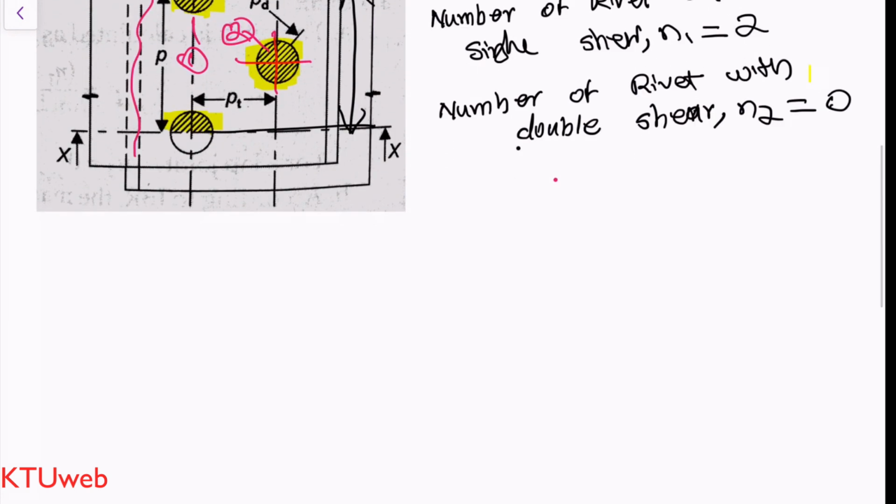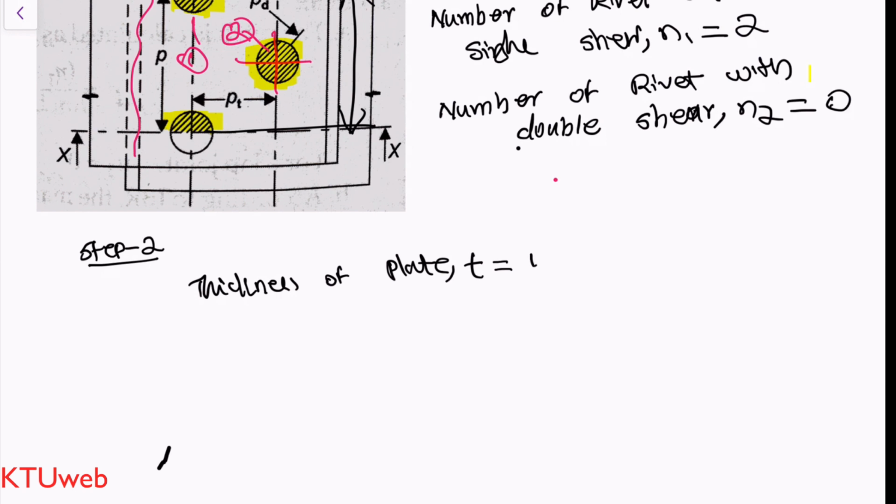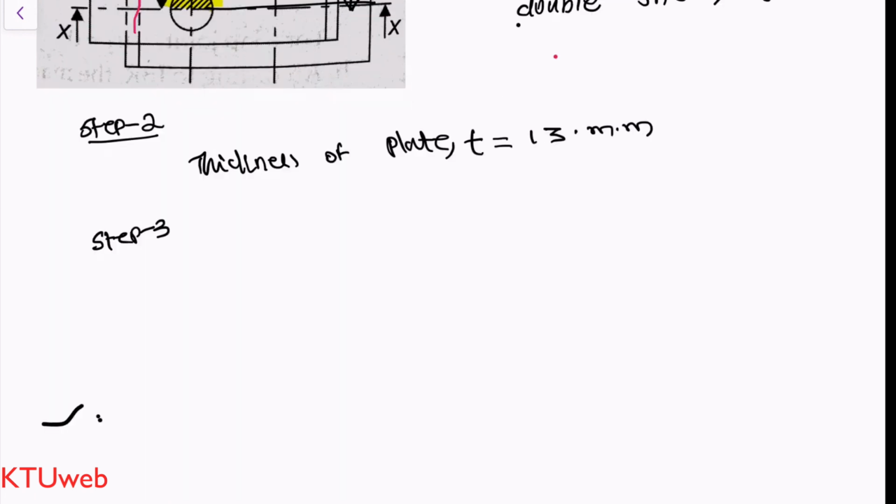We can go for step 2. In step 2, in ordinary cases, you have to find the thickness of plate. But in this question, fortunately, we have thickness as given data and it is 13 mm. So we don't have anything further to do with step 2. Okay, we can go for step 3. In step 3, we have to find the diameter of rivet hole. It is denoted as D.